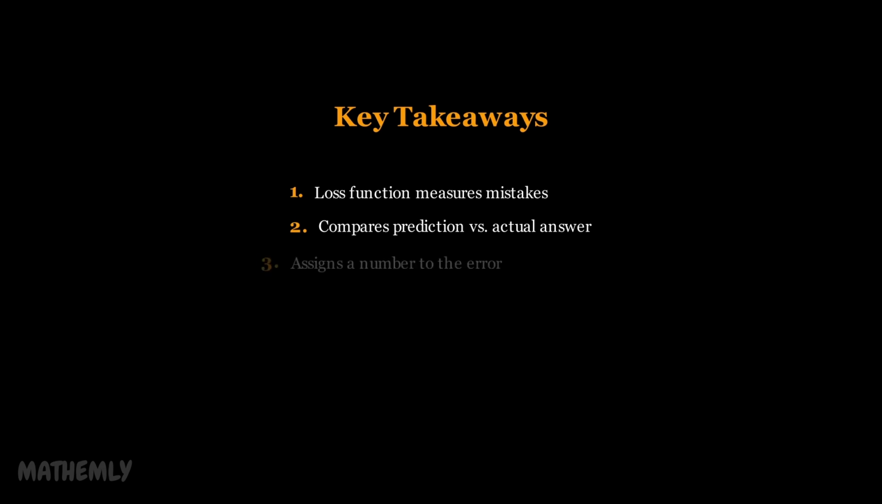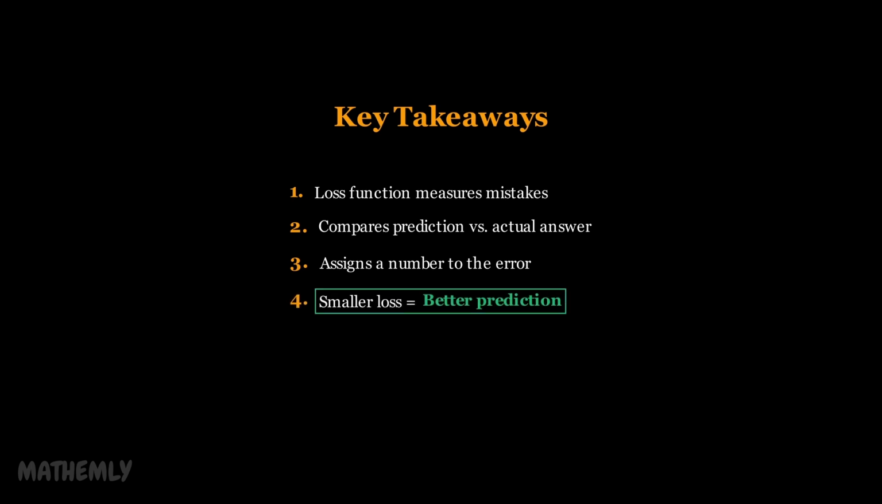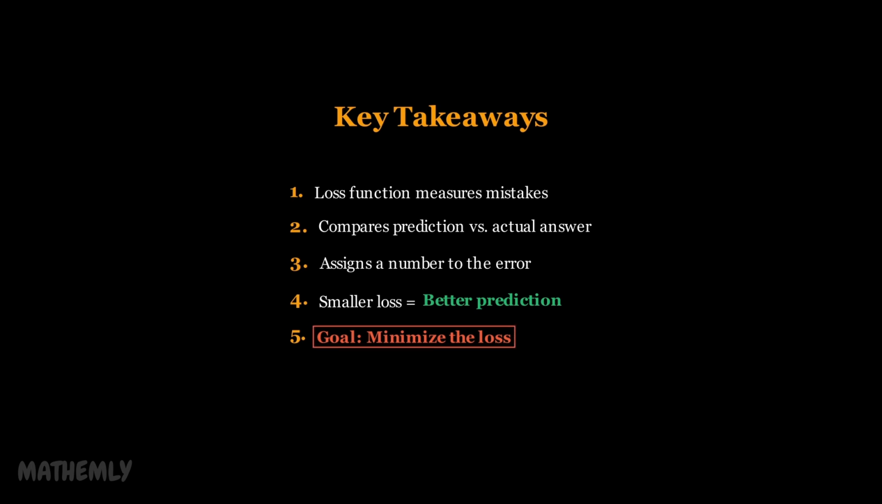To sum up, the loss function is how a neural network measures its mistakes. It compares the prediction to the actual answer and assigns a number to that error. The smaller the loss, the better the prediction. And the goal of training is to minimize that loss as much as possible. In the next video, we will take this a step further and see how the network uses this loss to update its weights through a process called backpropagation.